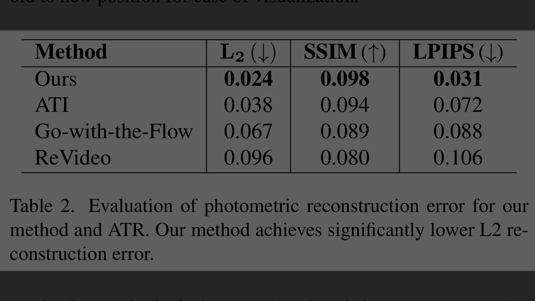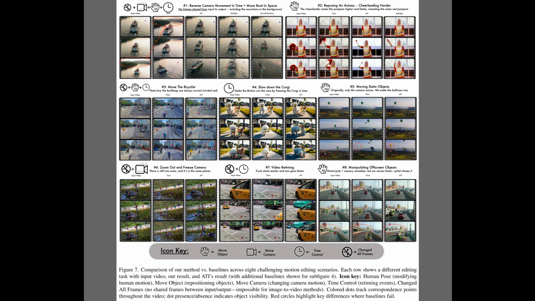Alright, while Table 2 quantified accuracy, Figure 7 visually compares motion edits across 8 tough scenarios. Each row shows the input video, this method's output, and the ATI baseline, so viewers can judge whether motion changes stay consistent with the scene. Colored dots trace objects over time, revealing when baselines lose track or invent new content. The icon key strip at the bottom explains which edits involve moving objects, changing the camera, retiming events, or altering all frames.